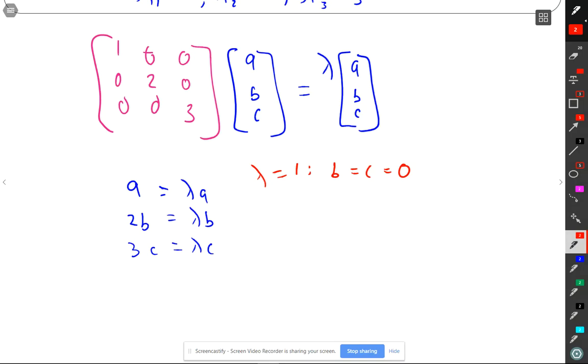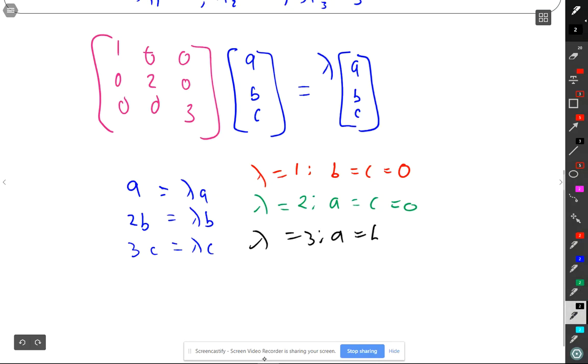Right? Because if lambda is 1, then you can't have 2 equals 1, can't have 3 equals 1. And similarly, if lambda equals 2, then you have to have A equals C equals 0. And if lambda equals 3, you have to have A equals B equals 0. And so then we can normalize these vectors that have only one component that's not 0. And so these will give us 1, 0, 0, 0, 1, 0, and 0, 0, 1.